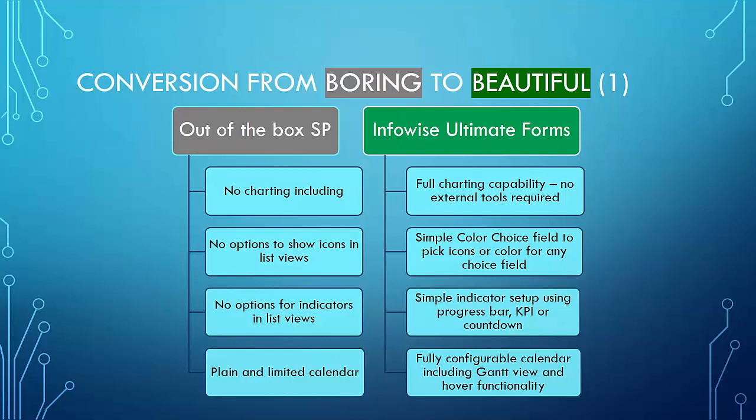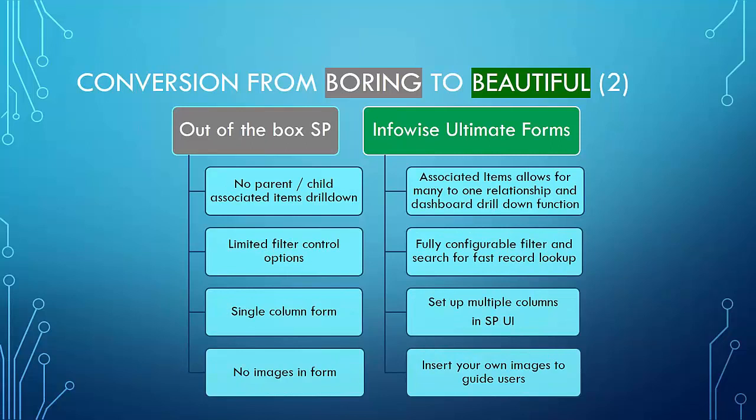We've got the Gantt view calendar as well as a lot of flexibility in terms of those views in Infowise. No parent-child associated items lists are set up for that with SharePoint out of the box. Infowise, of course, I mentioned we have that. There is some search and filter capability in SharePoint, but it's difficult to work with, not a lot of flexibility. We have advanced controls for that, easy to use, easy to set up, and good to include in your dashboards.